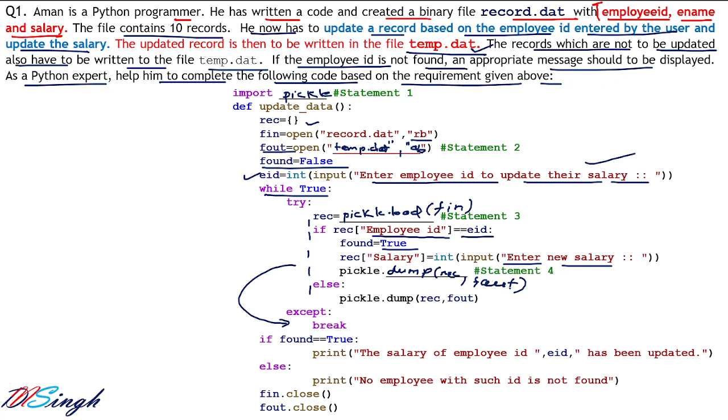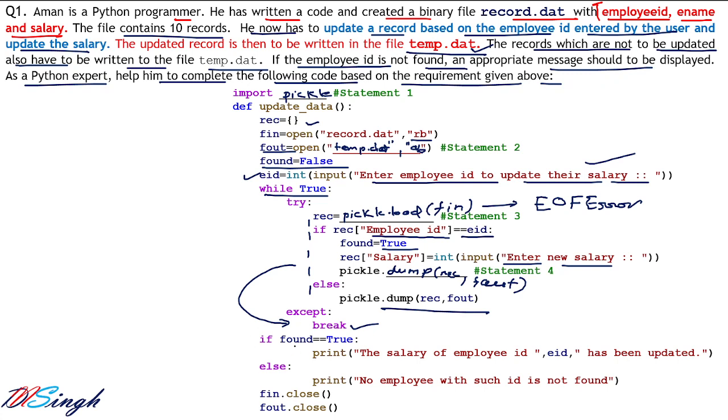So rec comma f out, else pickle dot dump. If there is no modification, directly write the record into the file. What happens when all the records are exhausted in record.dat? This is going to generate an exception called EOFError. That exception generated from this load function will be caught inside this except block, and as soon as control comes to the except block, what will happen? This break will execute and you will come out of the loop.